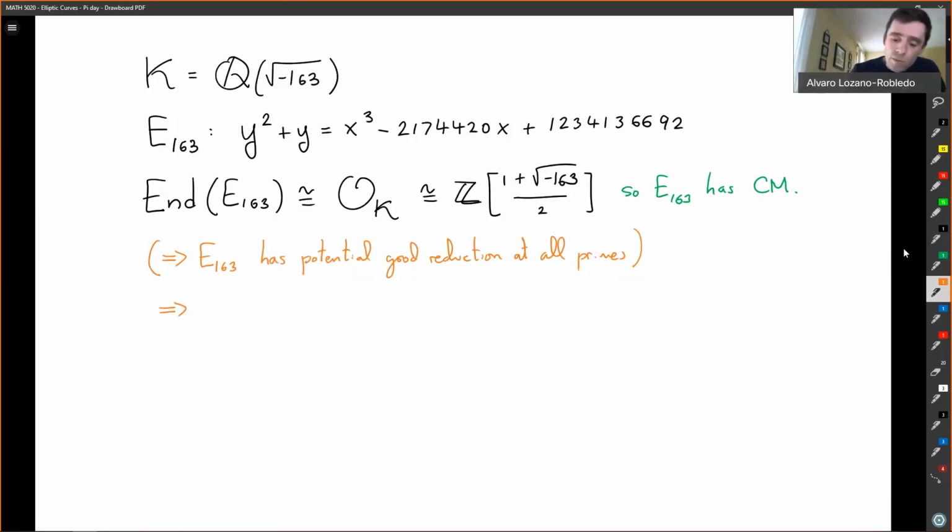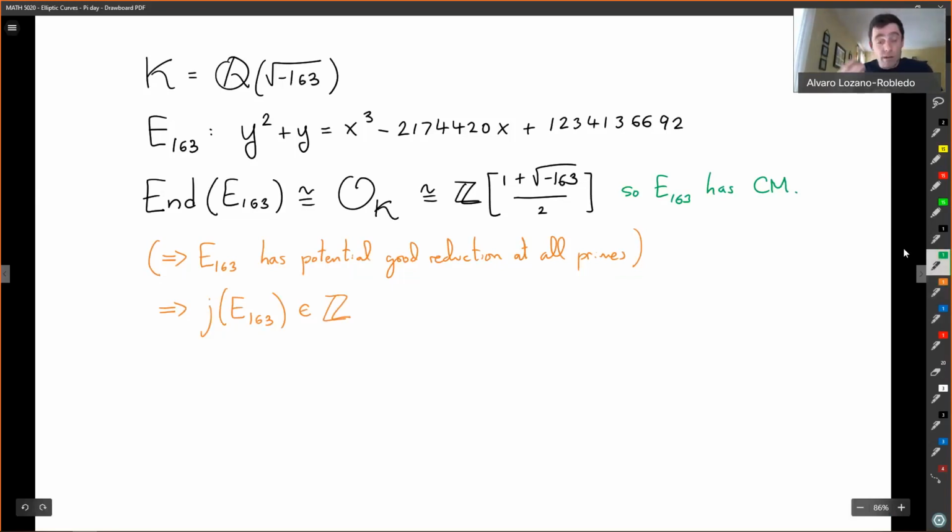And what that means in particular is that elliptic curves with CM, not just this one, but any elliptic curve with complex multiplication has this property that the J invariant is actually an integer. Okay, this is proved in the second volume of Silverman, Advanced Topics in Elliptic Curves. You can see a proof of that. So in this case, you can actually write it down, and the J invariant of our elliptic curve is definitely an integer, and it is minus 262537412640768000.